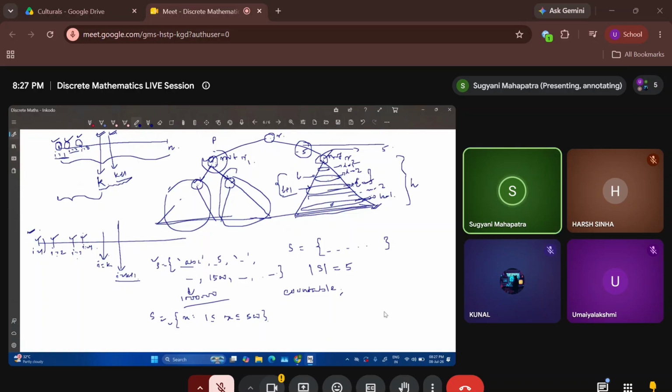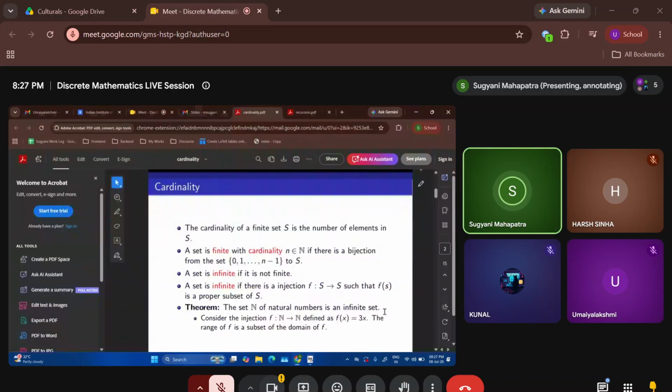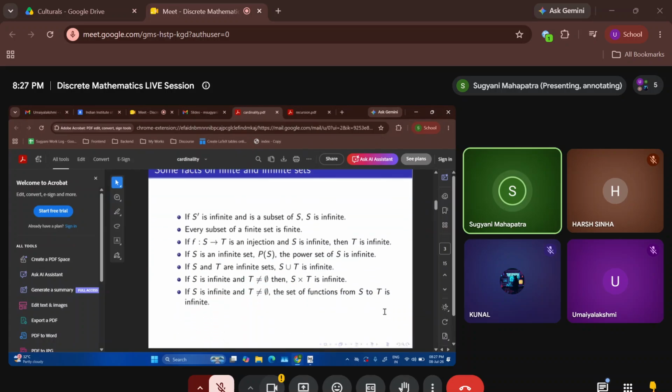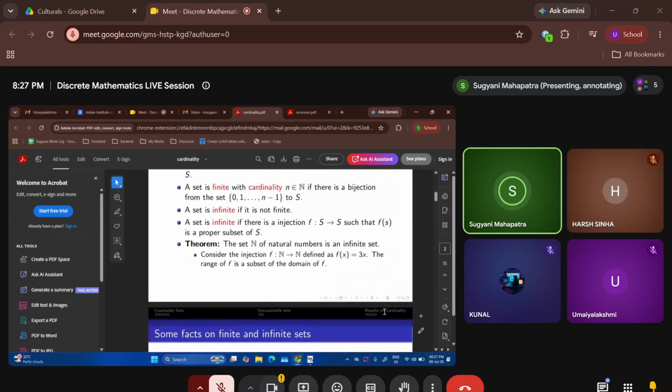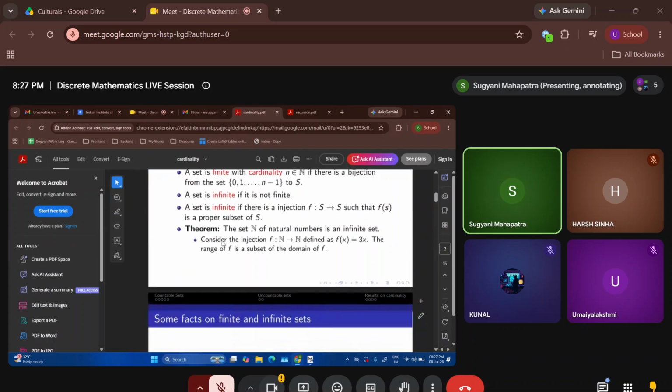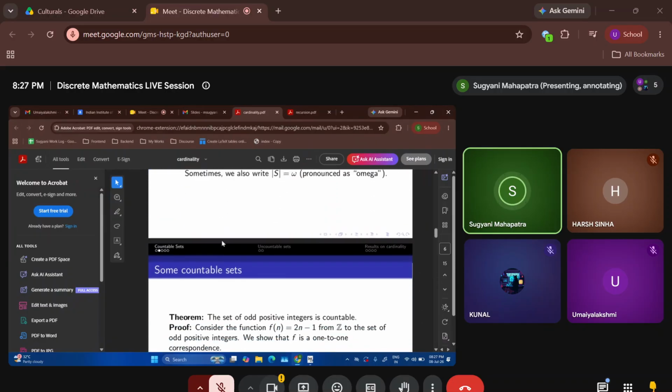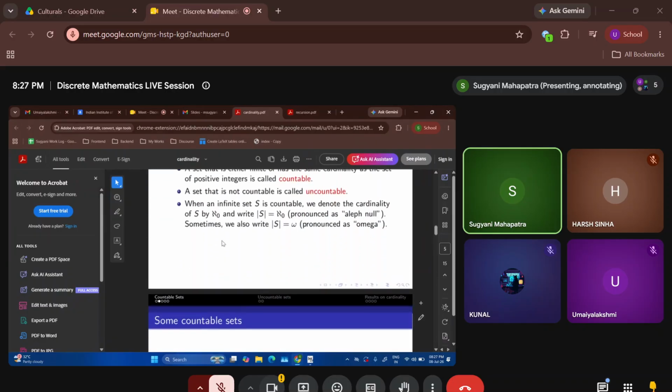Then the ma'am, I think, had provided several examples. The set of natural numbers is an infinite set. So there are infinite sets, finite sets, then we have countable sets and uncountable sets.